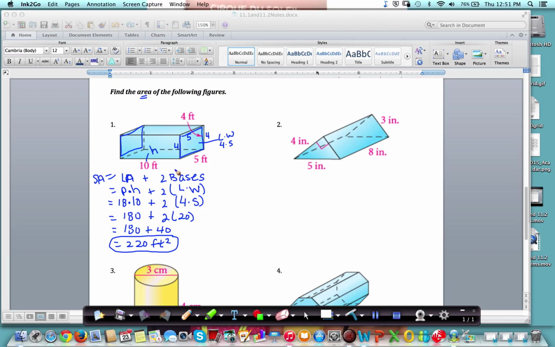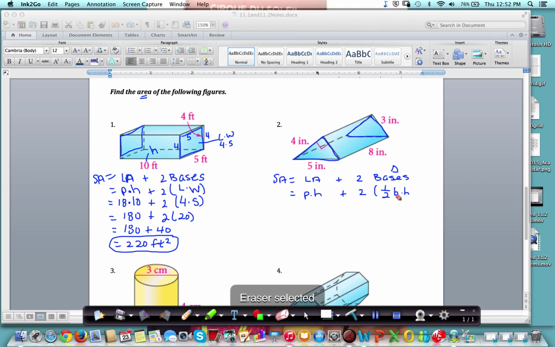So again, let's do it a second time, but this time we're going to figure out this is a triangular prism because the base is triangular, and that's what gives it its shape. We have 2 of them, 2 bases, okay? Again, it's laying on its side. So surface area equals the lateral area plus the 2 bases. And the lateral area is perimeter times height. And the bases this time are triangles. And the area of a triangle is 1/2 the base times the height.